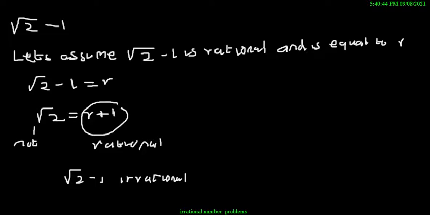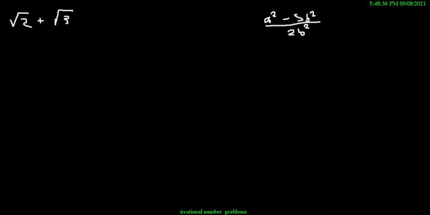Which makes sense because a rational number cannot be equal to an irrational number. So let's try out these other examples. If you want, you can pause the video and try them out. Okay, let's start with this one.